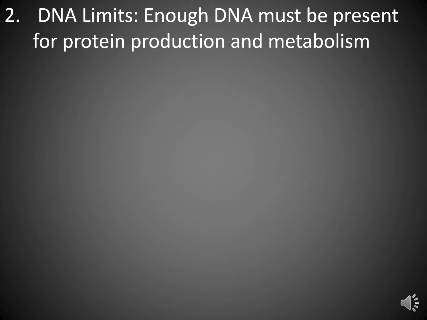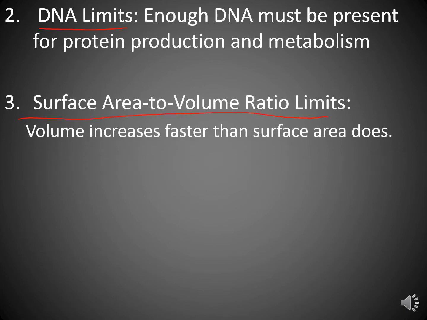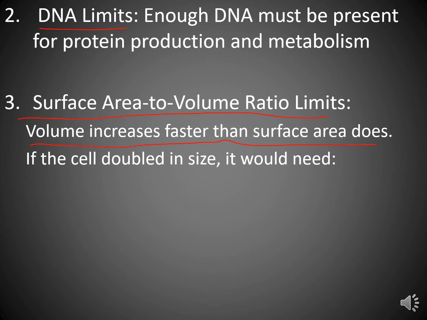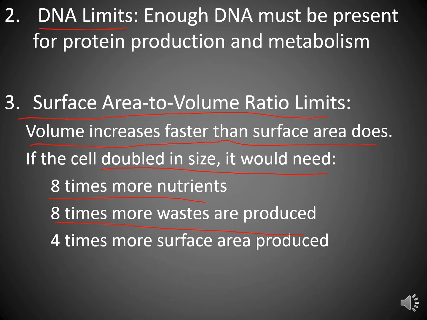So our second, DNA limits. Enough DNA must be present for protein and metabolism. So if we only have a small cell and only a little bit of DNA, something's going to be wrong. If we have a big cell, that's going to be too much DNA and it may overcross. A third factor is surface area to volume ratio limits. Volume increases faster than surface area does. If the cell is doubled in size, everything else will need to double, right? So it needs 8 more times the nutrients, 8 more times the waste is produced, but only 4 more times the surface area is produced.